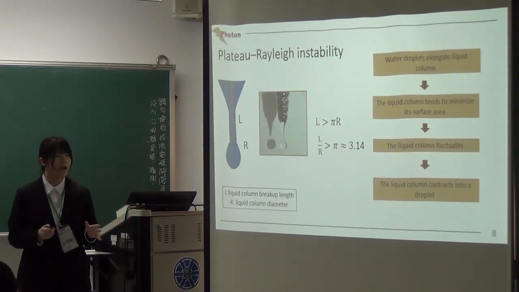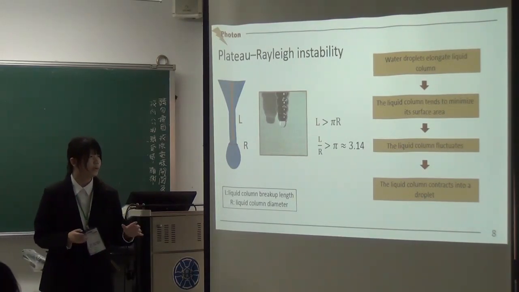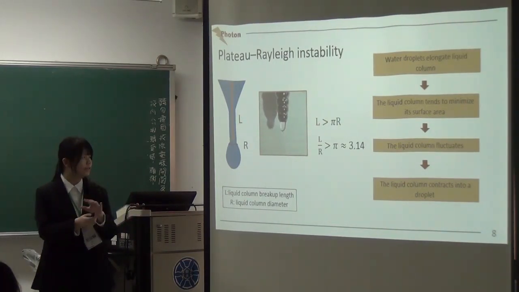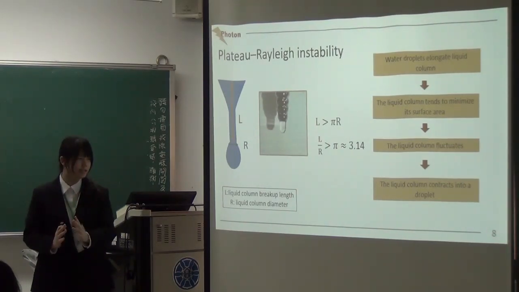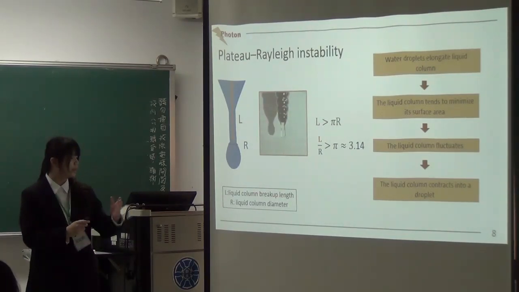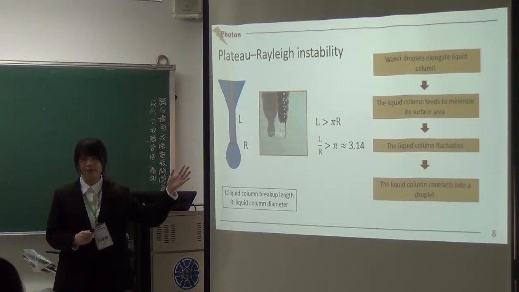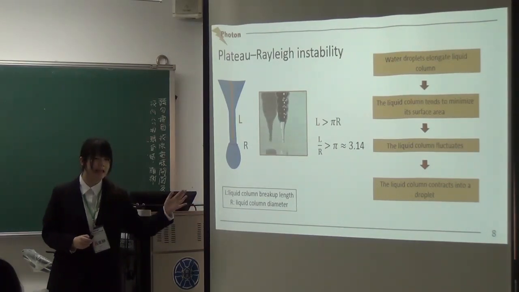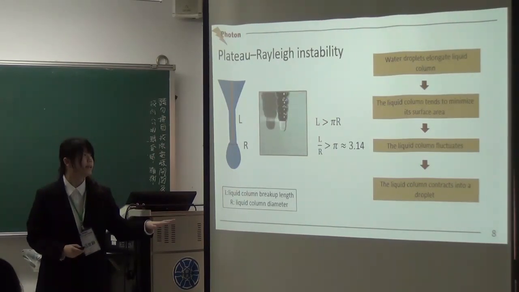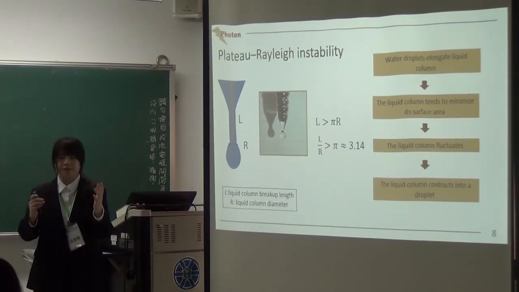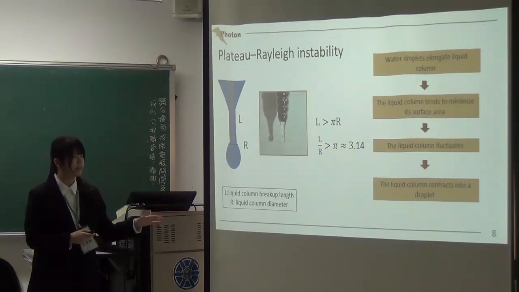And here is the Plateau-Rayleigh instability. When the water drops, it will elongate into a liquid column, and the liquid column tends to minimize surface area, so the liquid column can have a fluctuation and shrink into a droplet. We call the liquid column length L and the liquid column diameter R. If L divided by R is greater than pi, the liquid column will have a fluctuation and will have the Plateau-Rayleigh instability.